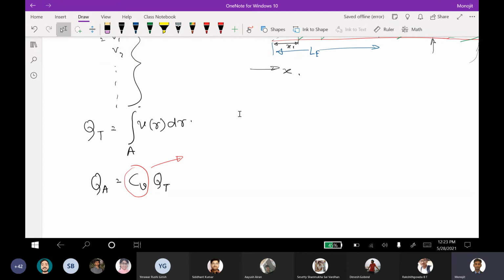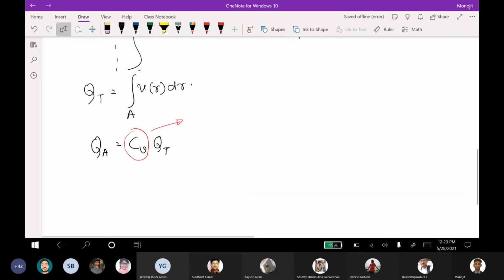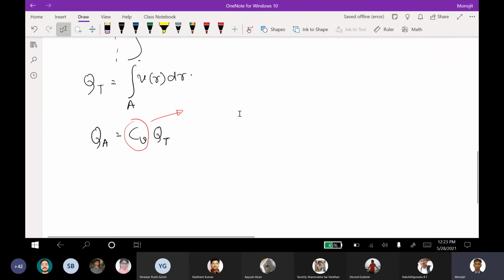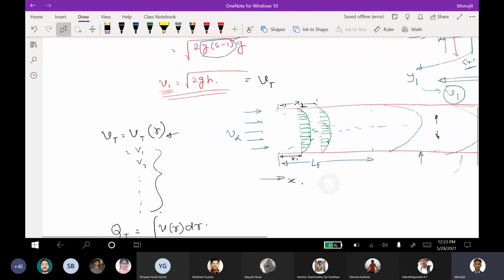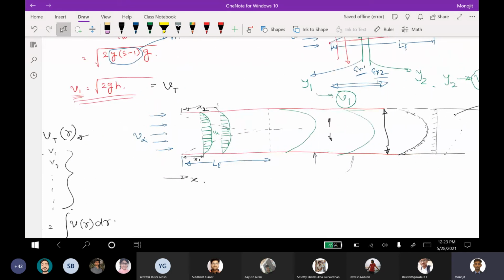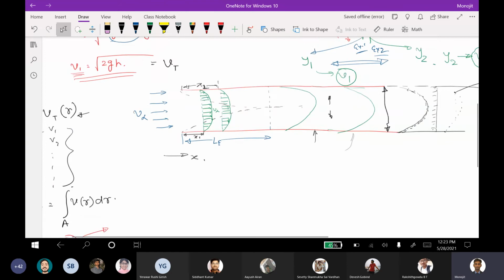What can be the other cause of reduction of CV? An increase of CV means you are working in a very ideal condition. A lower value of CV says that something is wrong. One cause is obviously the viscous force we are neglecting here, the loss due to viscosity. What can be the other? Just mechanically, just intuitively, what can be the other causes?